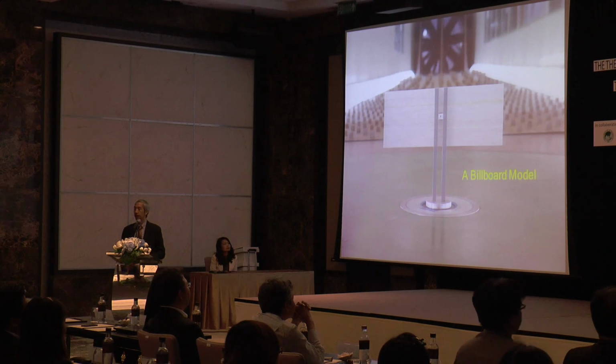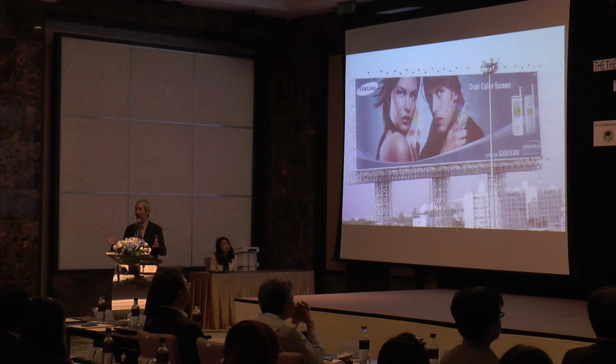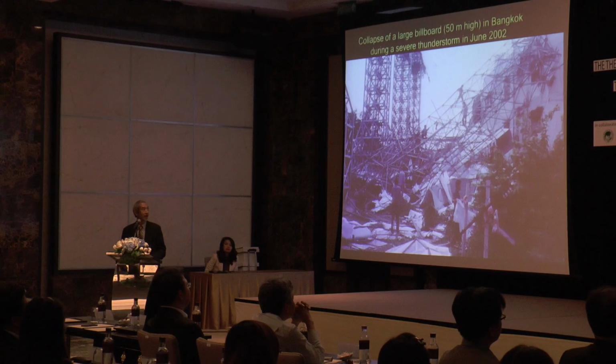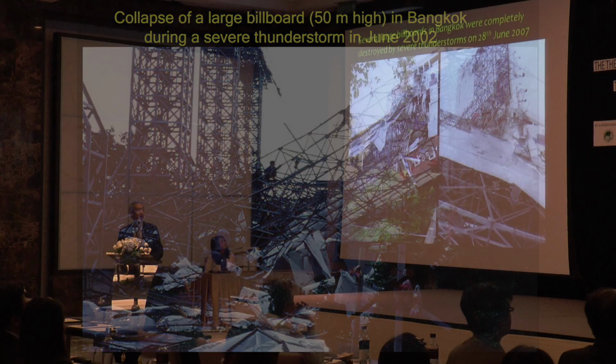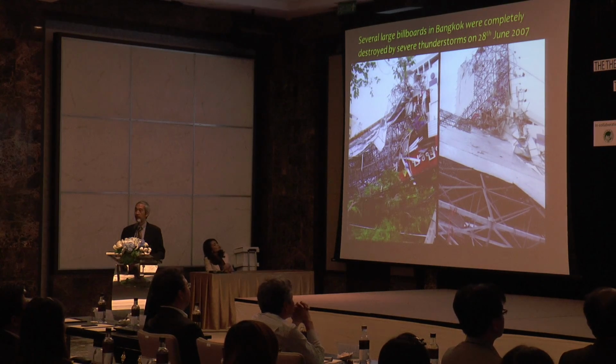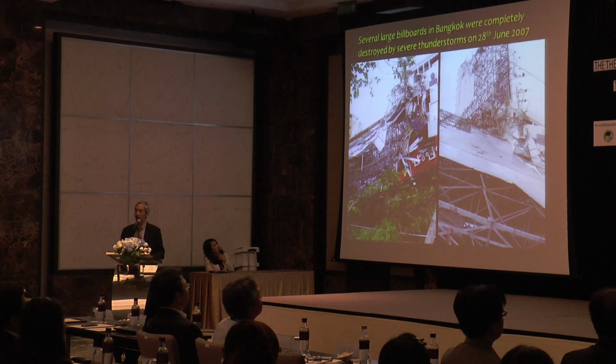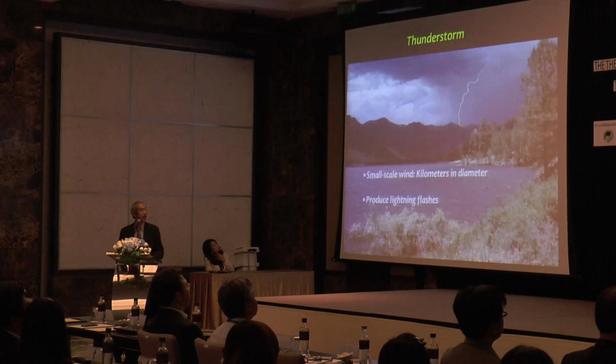It's a billboard structure. The model is small, but it actually represents a structure like this, which is about 50 meters tall, very wide, and very vulnerable to wind load. And many of them collapse during thunderstorms. Okay, this is a 50-meter tall billboard. This is another case. Some years more than 10 billboards collapse in the Bangkok area. So this is a very serious problem.